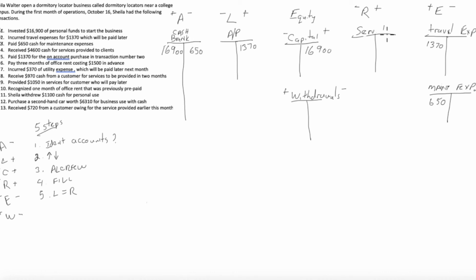Service revenue. Okay. So we received the cash. So did our bank go up? Yeah. So we got the money in our hand and we went and put it in the bank, $4,600. And the revenue, because it goes up or increases on the right-hand side, we would put service revenue for $4,600. So left equals right. Check.